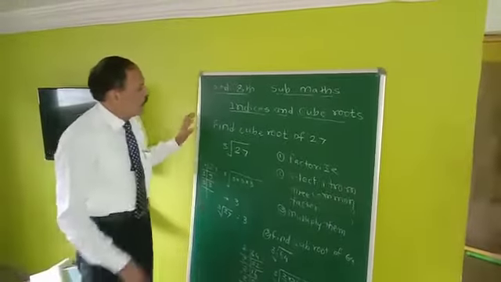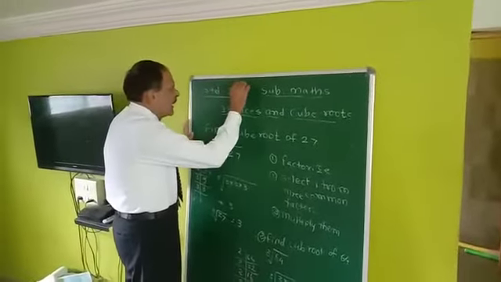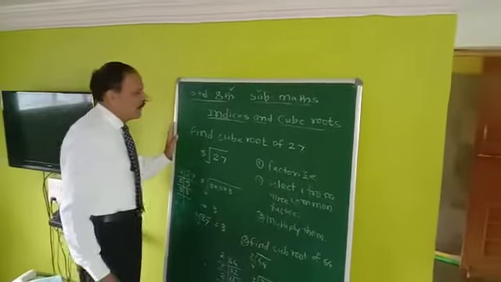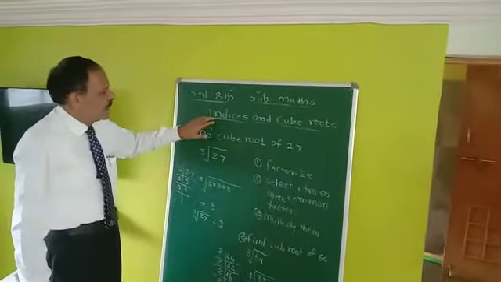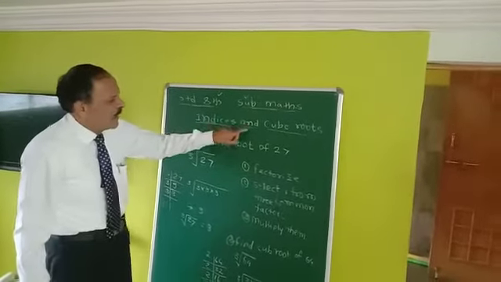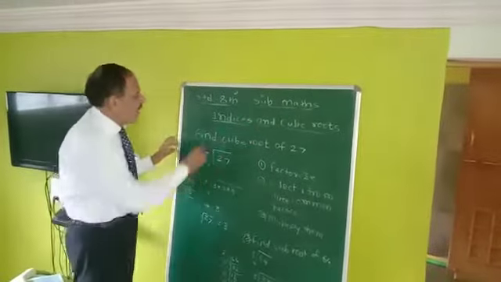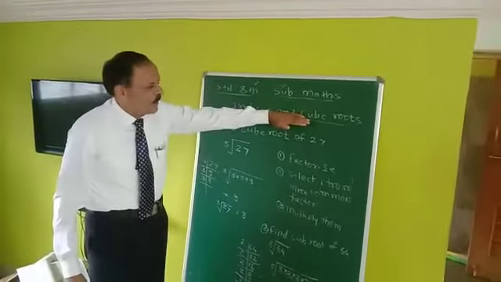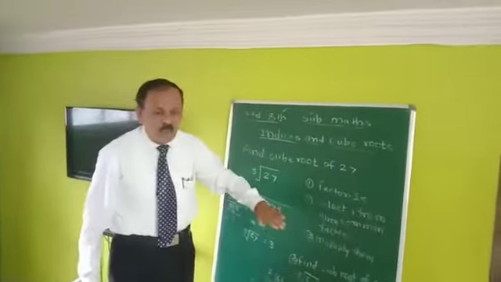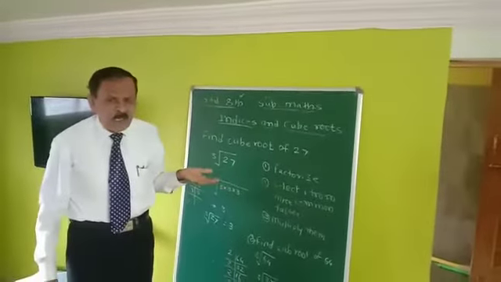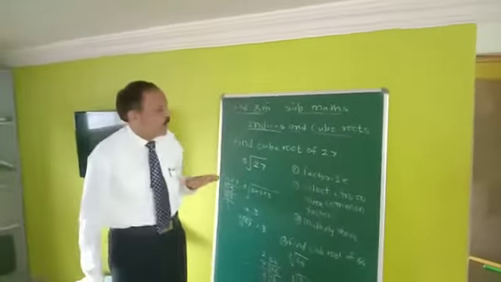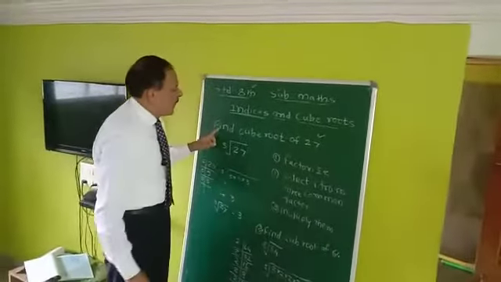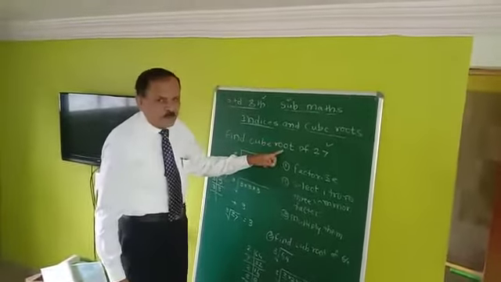Friends, we have already started mathematics from 8th standard, and the name of the chapter is indices and cube root. A lot of things we have learned about indices. Today we have to start cube root. Before that we have already learned making cube. So today we have to learn how to find cube root.